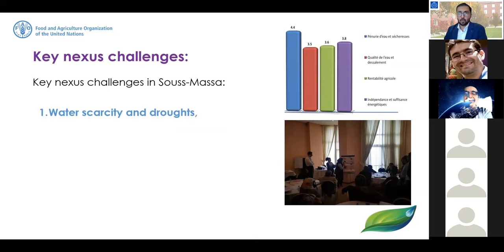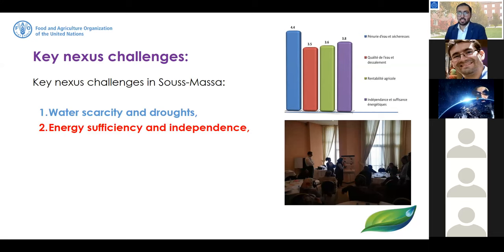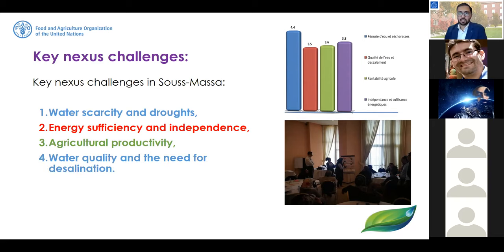Water scarcity and drought was priority number one, then energy sufficiency and independence, and then agricultural productivity, and last but not least, the water quality and the need for desalination. So this kind of common understanding made the picture clear for everyone, where our priorities are and where our efforts should focus, and what steps we need to take to address these challenges.